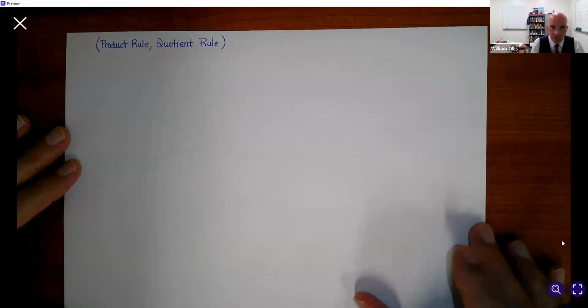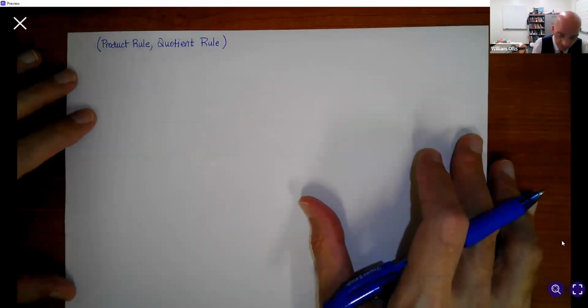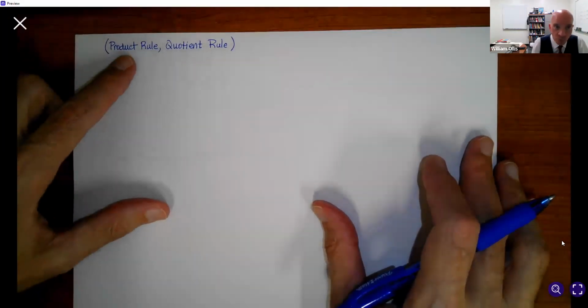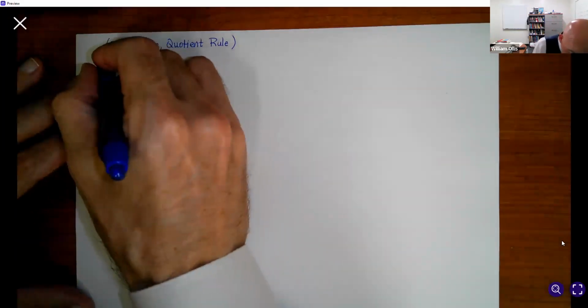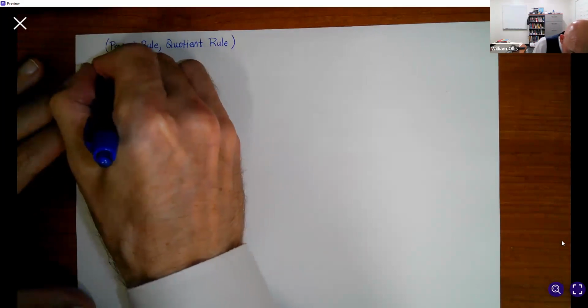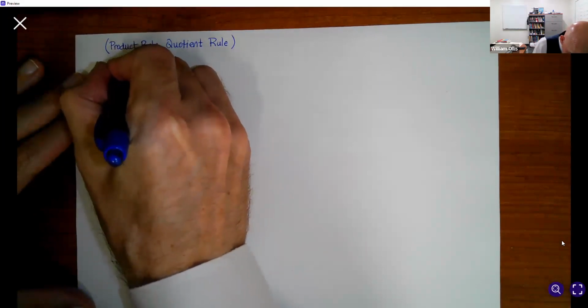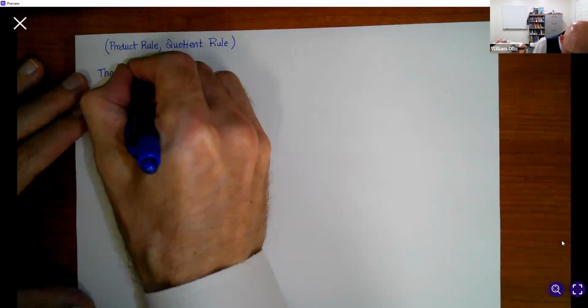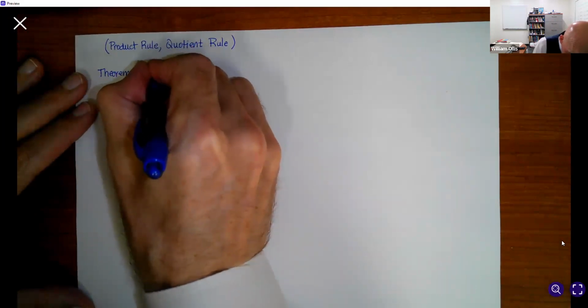So let's get started with the product rule. What I'd like to do is state these theorems and then go over maybe one of the proofs so you can see how the definition and the theory work together. So first, let's go ahead and state these two very important rules, the first one being the product rule. So we'll just call these theorems. And we'll start with the product rule.